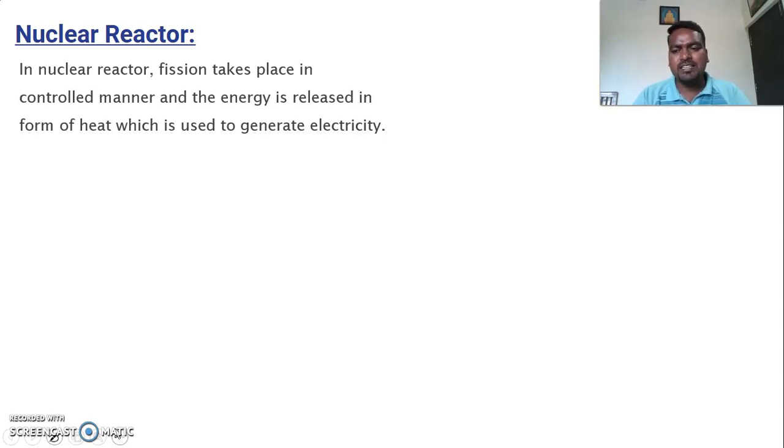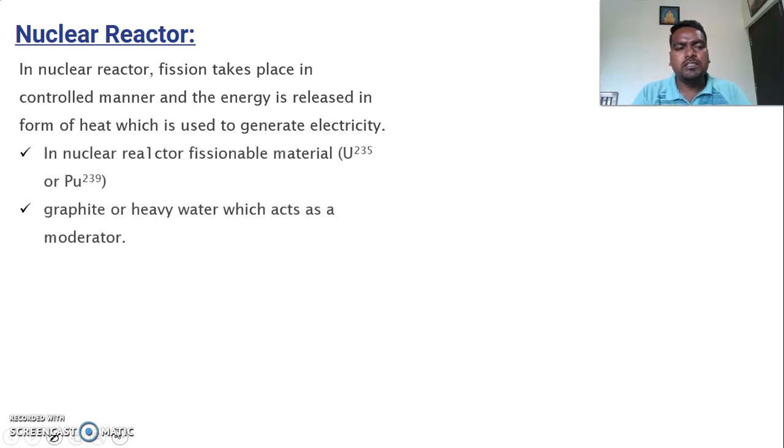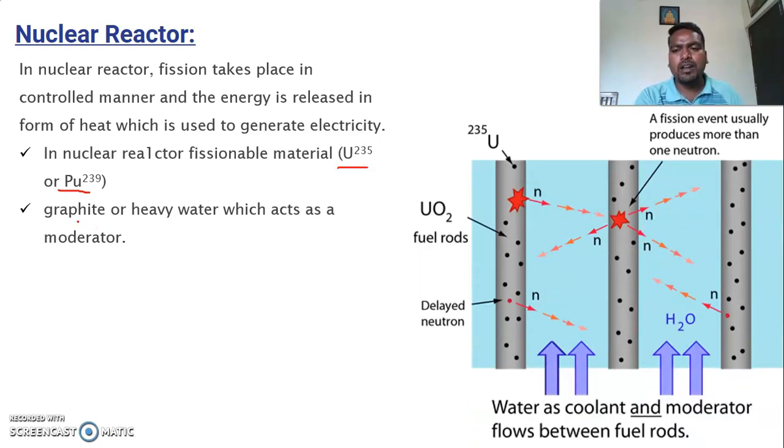reactors. So now let us see the important components and working of this nuclear reactor. A nuclear reactor has some important components. The first one is fissionable material. In a nuclear reactor, the fissionable material commonly used is uranium-235 or plutonium-239. And then graphite or heavy water, which acts as a moderator. As I said, a moderator is a device used to slow down the neutron.